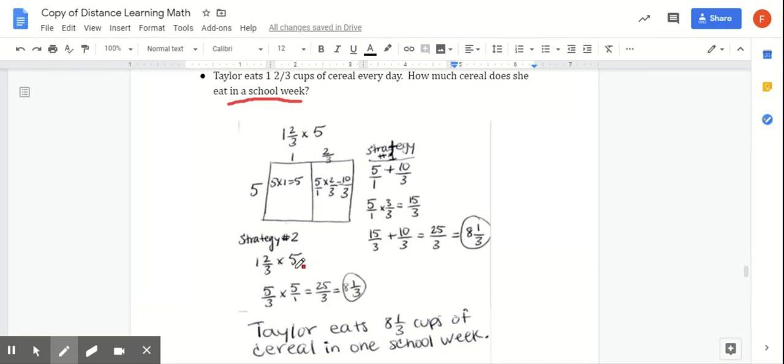My second strategy was turning my mixed number into an improper fraction and then multiplying across. And I would get the same answer. So in a more efficient strategy, that would save me more time. So in conclusion, Taylor eats 8 1/3 cups of cereal in one school week.